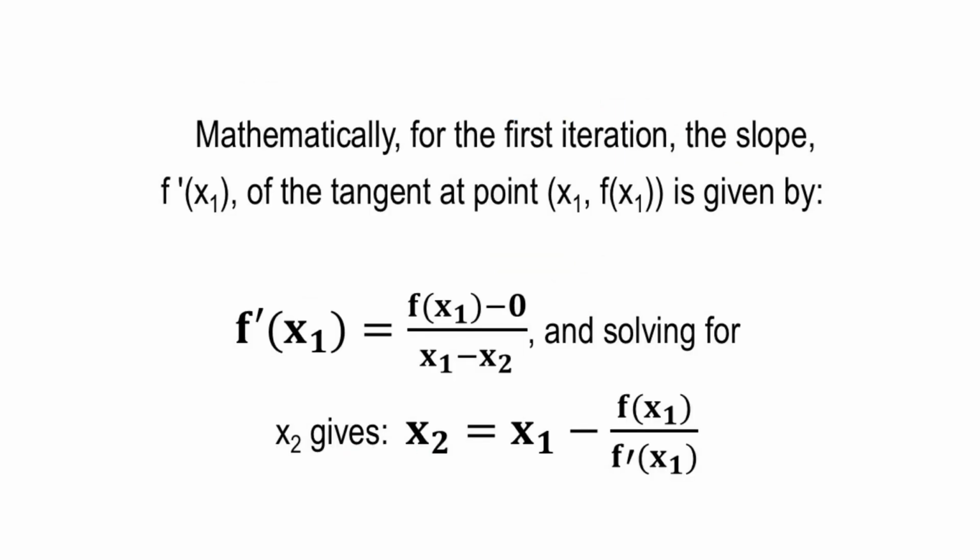So mathematically, for the first iteration, the slope f prime of x sub 1 of the tangent at the point (x sub 1, f(x sub 1)) is given by the formula f prime of x sub 1 is equal to f(x sub 1) minus 0 all over x sub 1 minus x sub 2. Solving for x sub 2 gives the formula x sub 2 equals x sub 1 minus f(x sub 1) all over f prime of x sub 1.